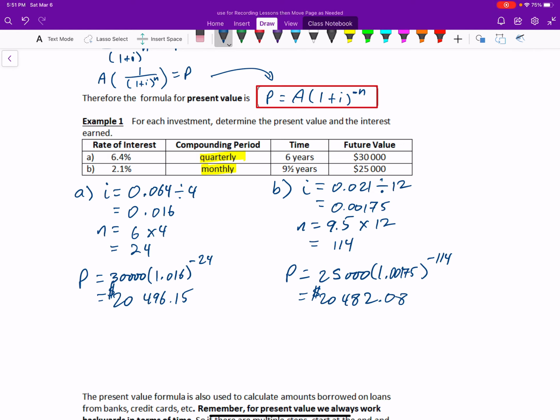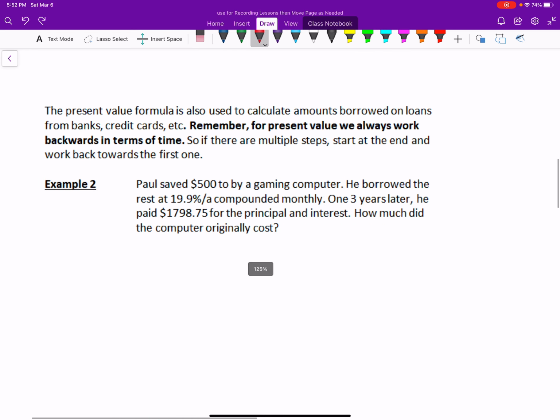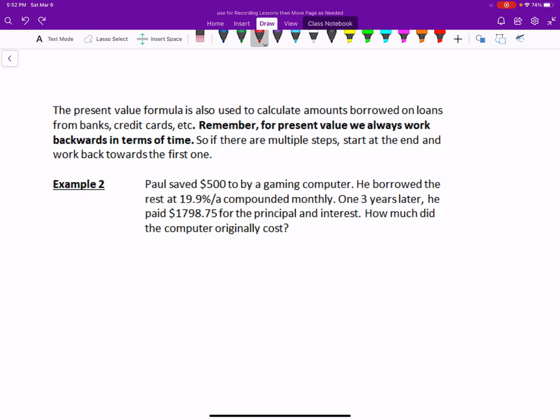Similar amounts, but they grow to different values because of different interest rates and different times that they're invested. Actually, the one that is invested a shorter time, 6 years, grew to a larger amount, 30,000, but the difference was in the interest rate. Very hard to get a 6.4% interest rate in today's financial markets. The present value formula is also used to calculate amounts borrowed on loans from banks, credit cards, etc. Remember, for present value, we always work backwards in terms of time. So in other words, if there's multiple steps, we start at the end and we work backwards towards the first one.